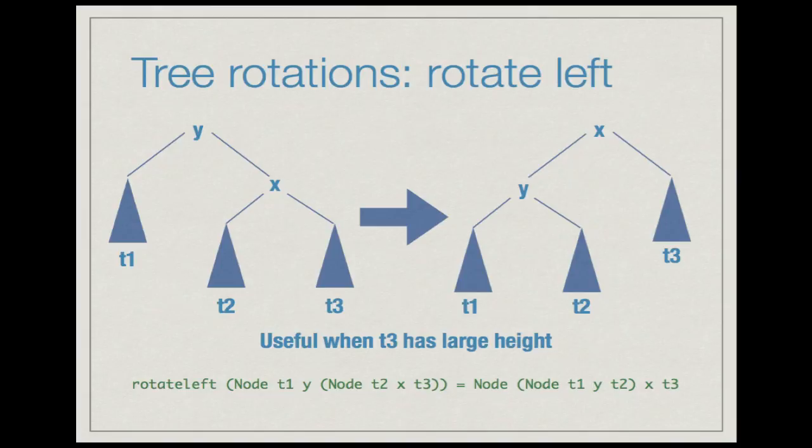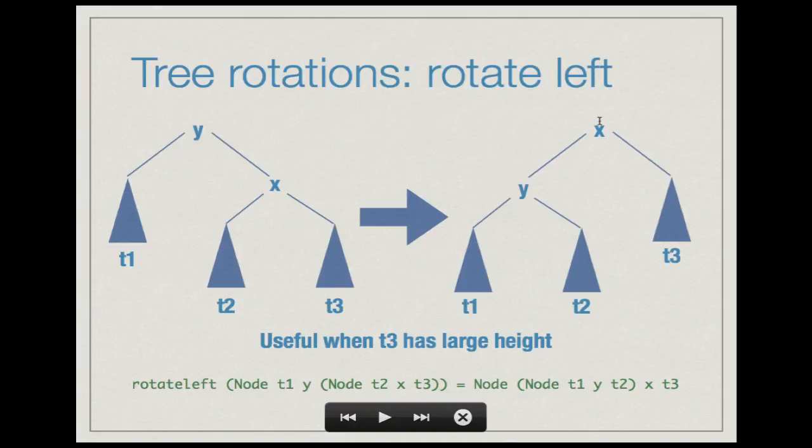The symmetric operation is rotate left, where the original tree has root y and right child x with its own subtrees t2 and t3. The left child of the original tree is t1. Now, in case t3 has large height, we might want to push t3 up towards the root of the tree, which is what we are doing. We are achieving this by pushing x towards the root of the tree and pulling y down.